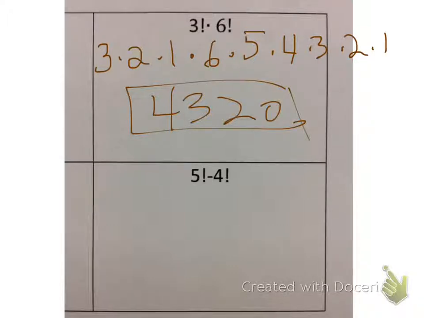5 factorial minus 4 factorial works a little bit different though, because it doesn't cancel each other out when you're subtracting. So use your calculator and do 5 factorial minus 4 factorial and just get that answer for me. And when you do, it should be 96.